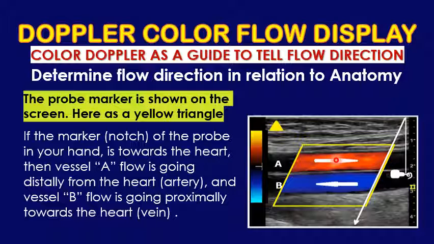And accordingly, I can tell that this is towards or away from the heart. The vessels that are going toward the heart are usually veins. The vessels going away from the heart are usually arteries.